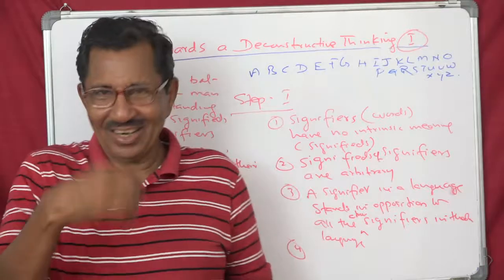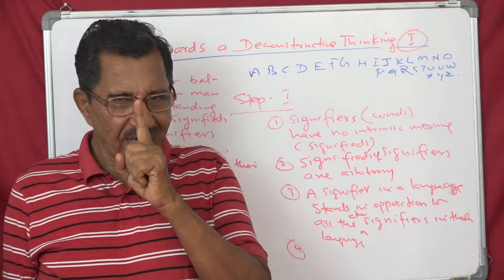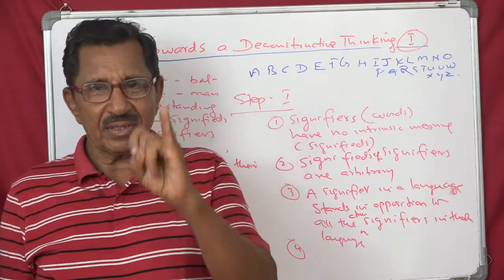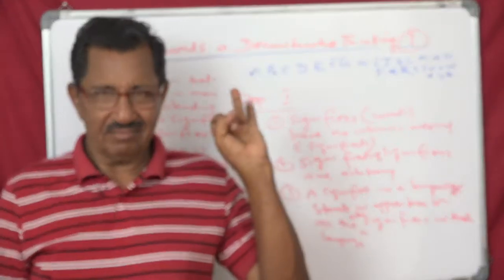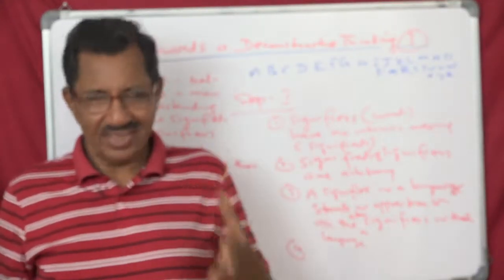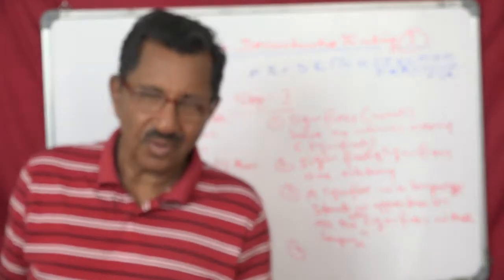So we continue this. Today I will do only one step. Step 1 is language is arbitrary. Second, in language there is only relation. Other is words. And that's what I have written here on the board. Hope you are following me.